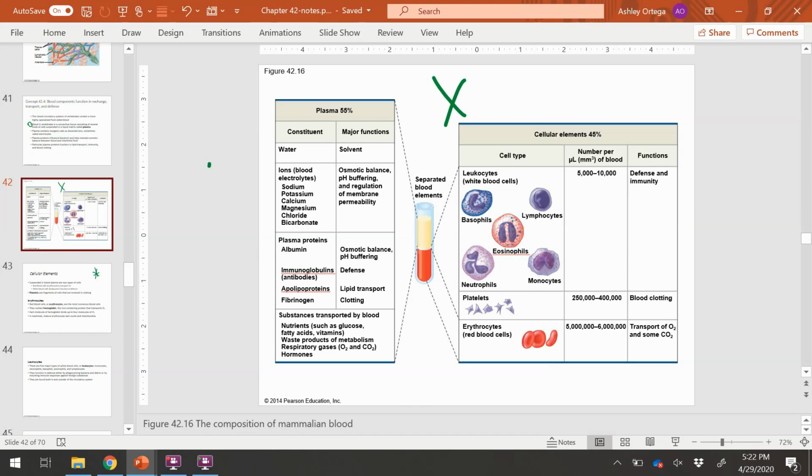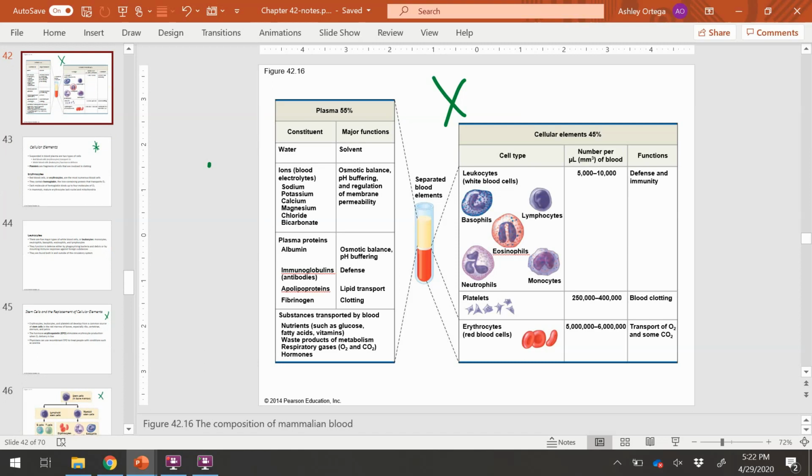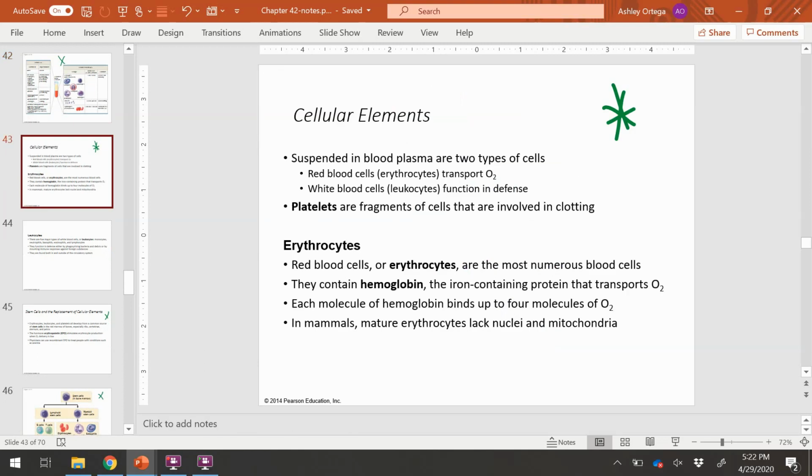You can also see cellular elements. The cellular elements are divided based on cell type. The white blood cells are leukocytes, and the red blood cells, erythrocytes, are shown, along with parts of cells called platelets. Inside the blood plasma, red blood cells transport oxygen, white blood cells function in defense and immunity, and platelets are involved in blood clotting, so forming blood clots.